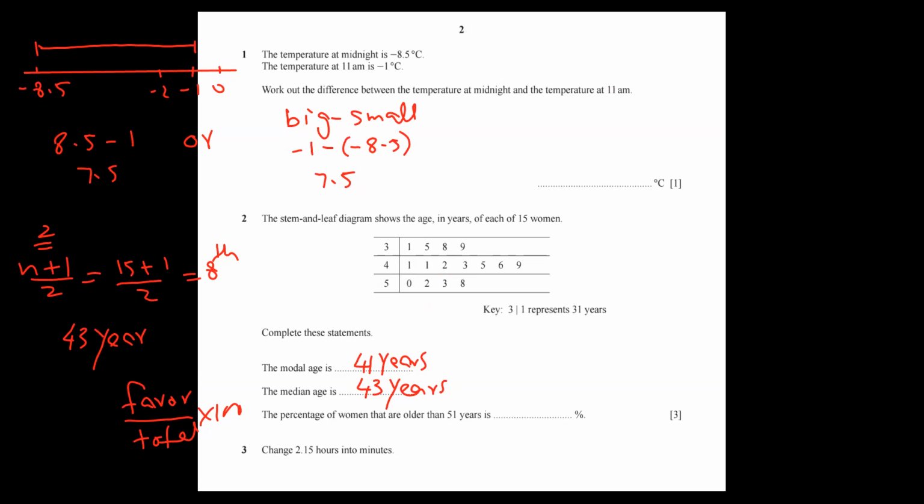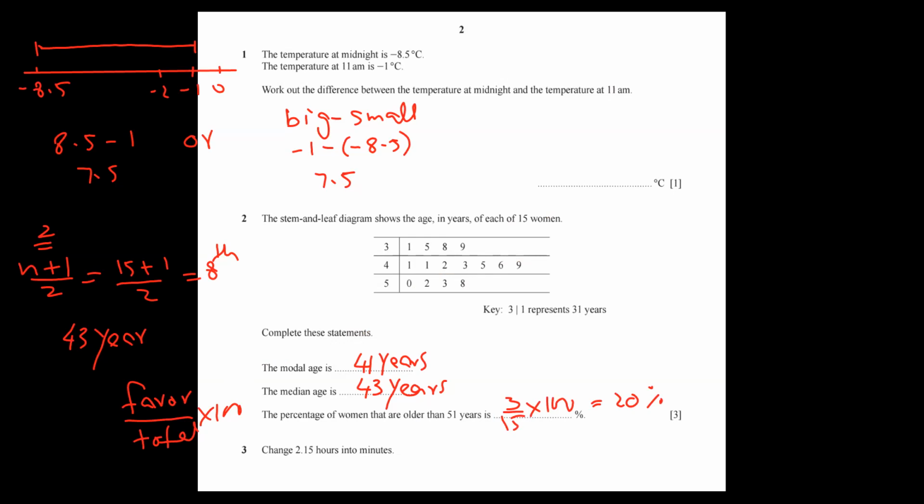have an age older than 51. So I can say favorable by total, and total women are 15. So I can say 3/15 × 100. So it means 100 divided by 5 is 20, so it becomes 20%. So 20% of ladies have ages older than 51 years old. So this is also clear.